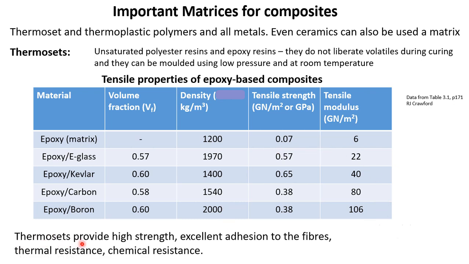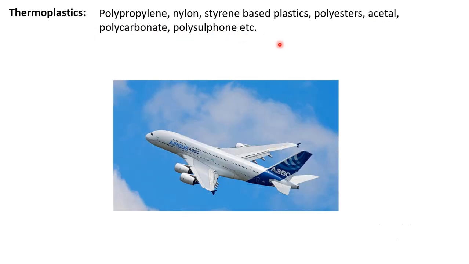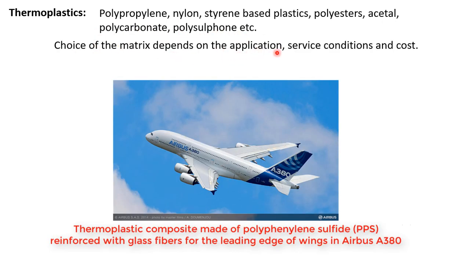So we can say that thermosets provide high strength, excellent adhesion to the fibers, thermal resistance, and chemical resistance. Thermoplastics can also be used as the matrix. So common thermoplastics are polypropylene, nylon, styrene based plastics, polyesters, acetal, polycarbonate, polysulfone, etc. So the choice of the matrix depends on the application, service conditions, and cost.